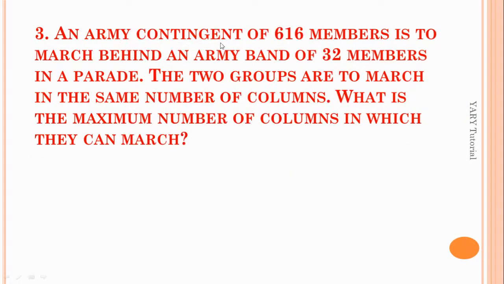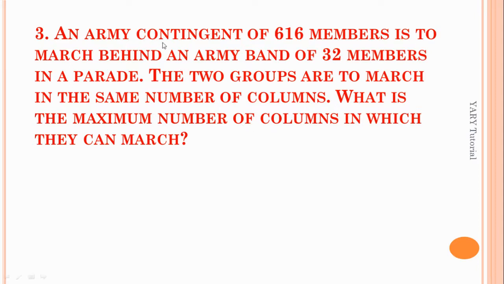The question is, an army contingent of 616 members is to march behind an army band of 32 members in a parade. The two groups are to march in the same number of columns. What is the maximum number of columns in which they can march?